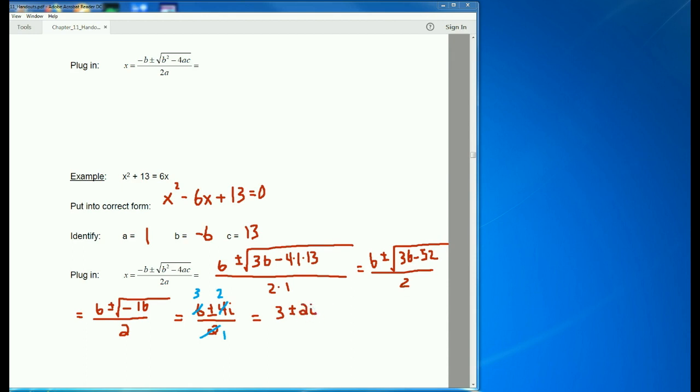And again, that means two solutions: 3 plus 2i and 3 minus 2i. All right, pause for a minute. I'm going to erase that and go on to the next page.